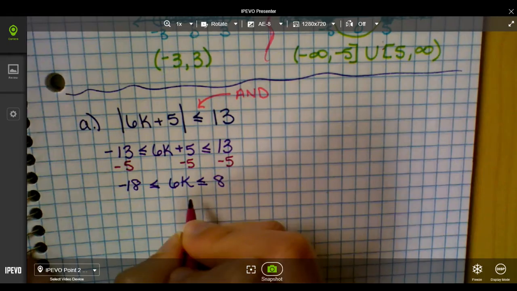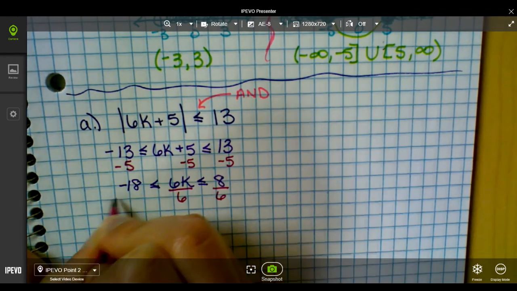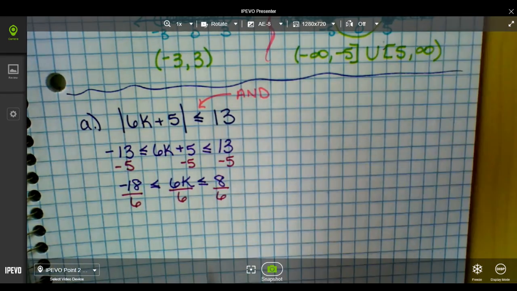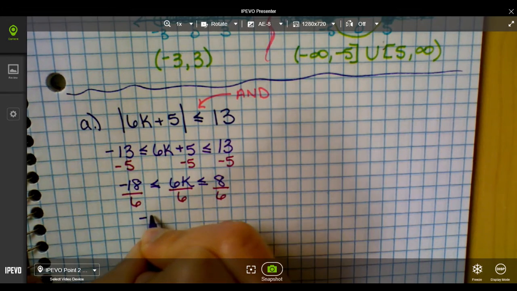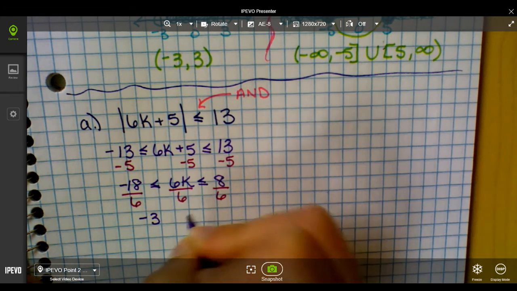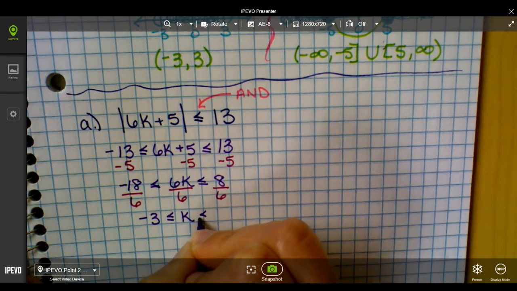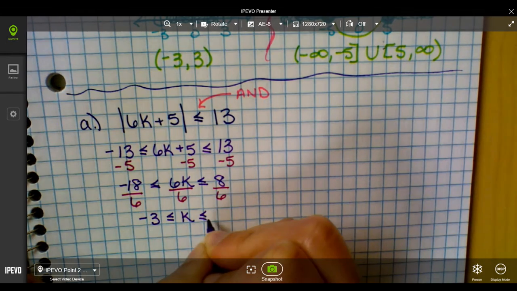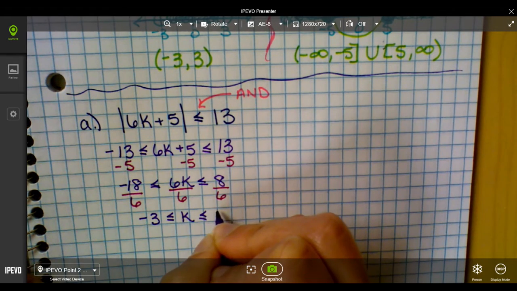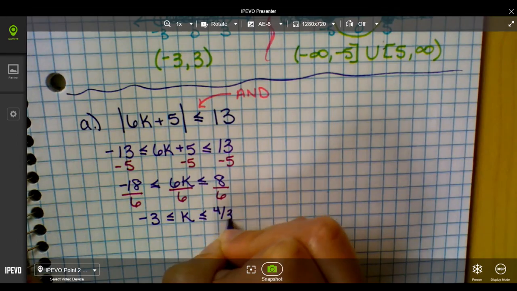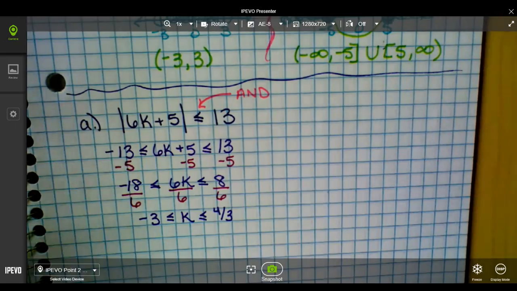Okay, and then we are going to divide all of these by 6. So I have to divide the 8 by 6. Also have to divide the negative 18 by 6. Negative 18 divided by 6 is just going to be negative 3. I did not divide by a negative number, so these inequality signs are going to stay the same. And now I have to simplify this fraction. So 8 over 6 is just going to be 4 over 3, or that's about 1 1/3 if you want to look at it that way.